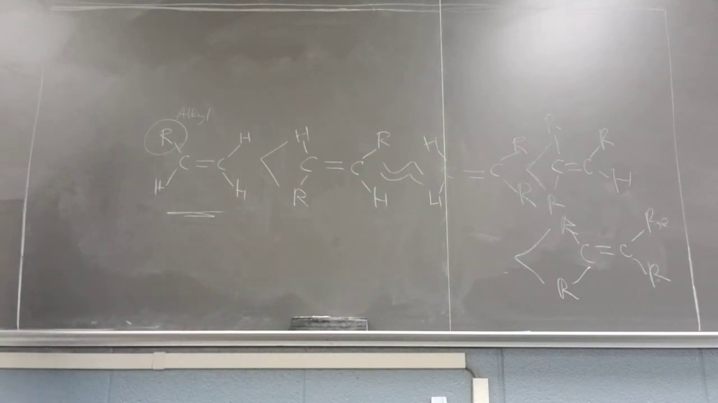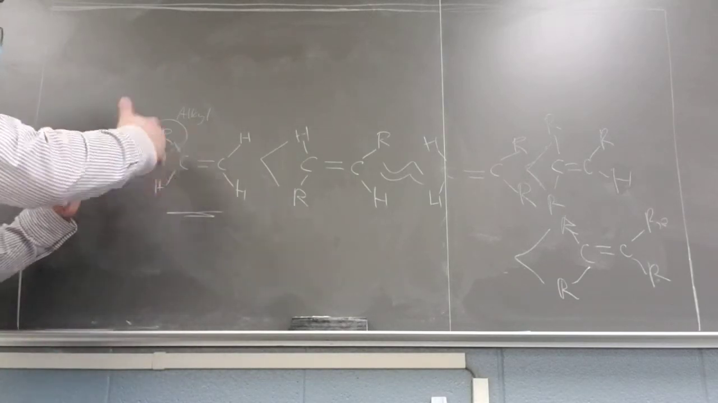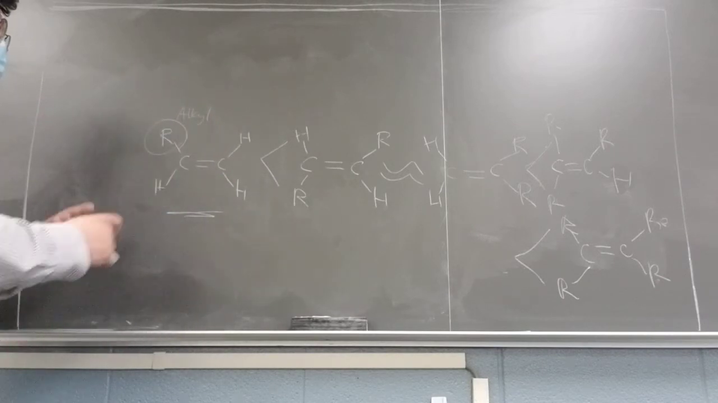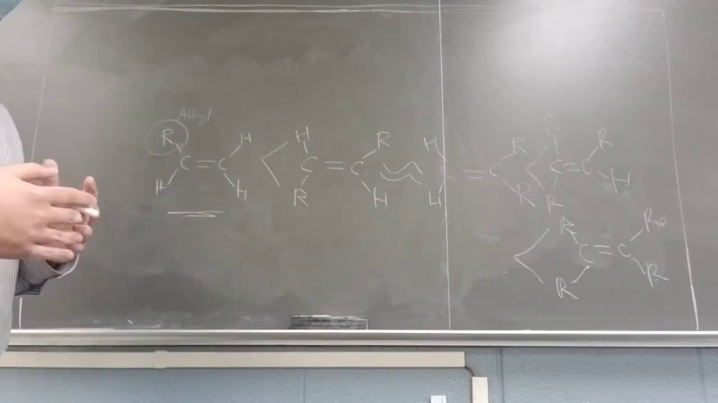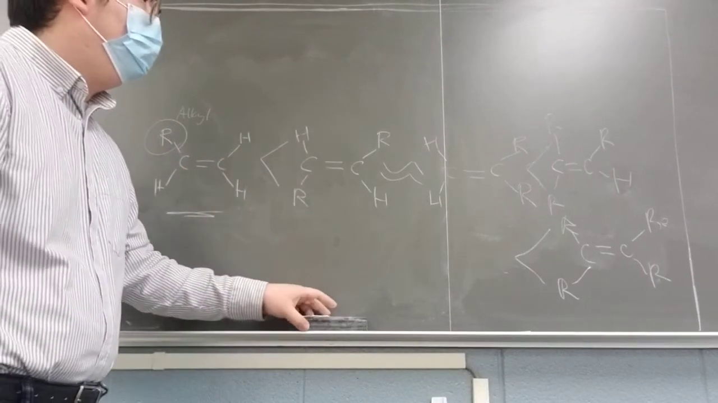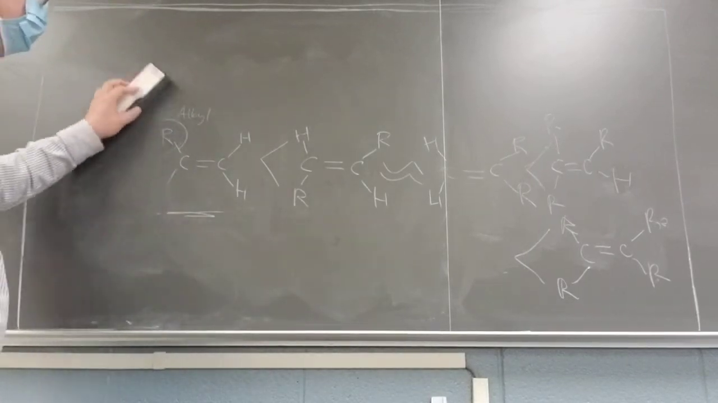So if you have more R groups attached as substituents on your alkene compound, on the double bond, that makes for more stable alkene compounds. Okay, I'm going to explain why.